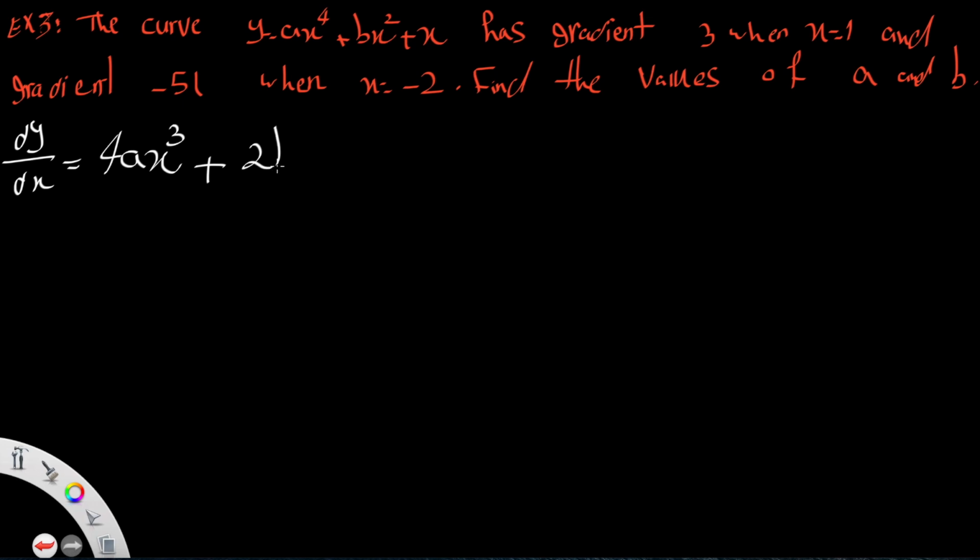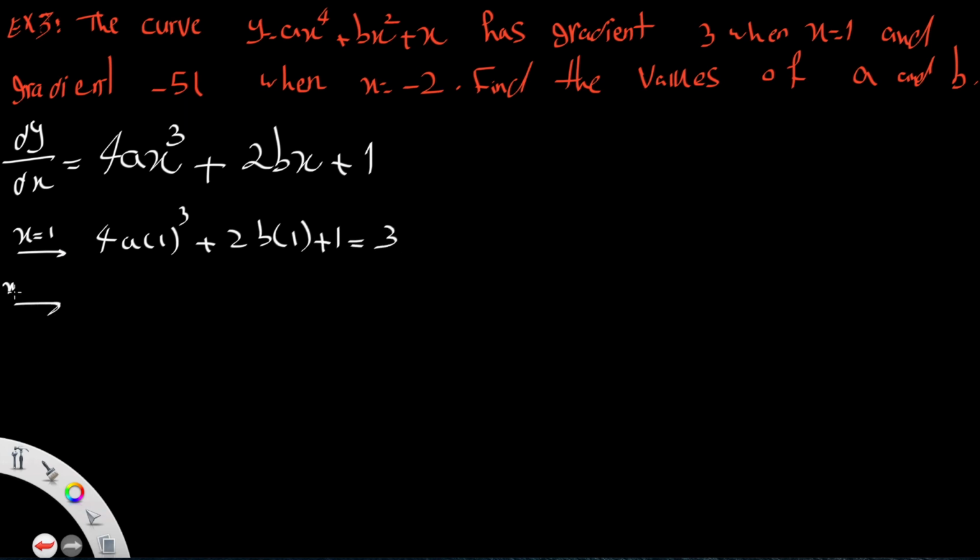So next one, 2bx to the power of 1. And the differentiation of x will be 1. Now, it says the gradient is 3 when x is 1. So when x is 1, the derivative will be 3. So 4a, when 1 is replaced, plus 2b plus 1 is equal to 3. When x is negative 2, I replace it: 4a times negative 2 to the power of 3, plus 2b plus 1 is equal to negative 51.